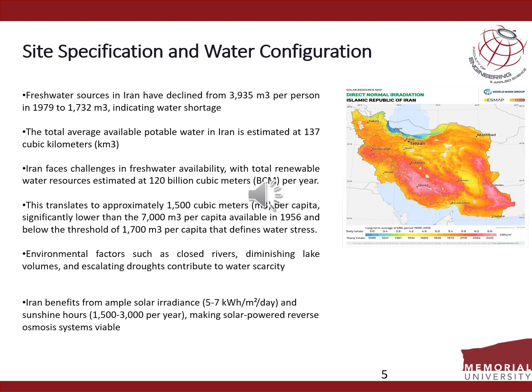But the good thing is the irradiance and solar resource available in Iran is very good, almost 5 to 7 kilowatt hour per meter square per day, and the sunshine hours per year are also high, from around 1500 to 3000 per year. So the water source is available, and a PVRO system is a very good idea. Through a PV based RO system, the seawater can be made available for the population as drinking water.